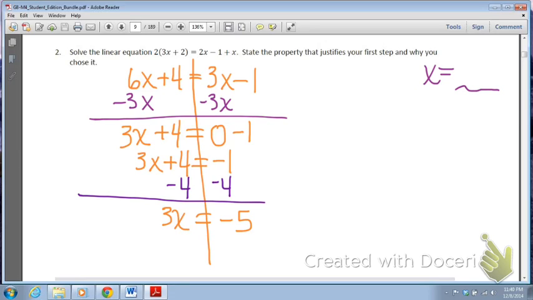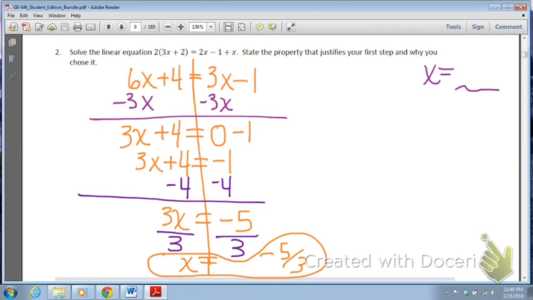And so I'm almost there, because I have the x term on one side, everything else on the other, and now I can divide to make the coefficient of x 1. So we end up with x equals, I'm running out of room, negative 5/3 for my solution. X equals negative 5/3.